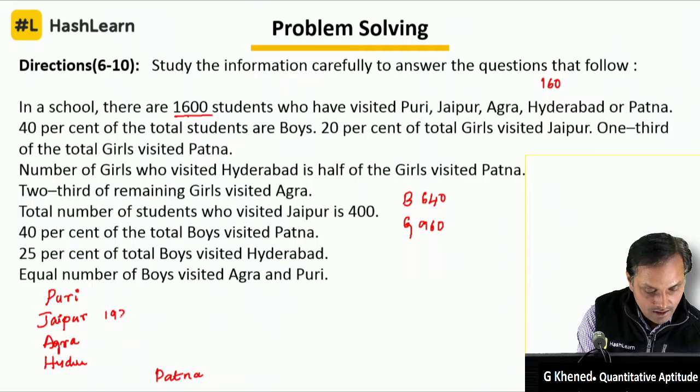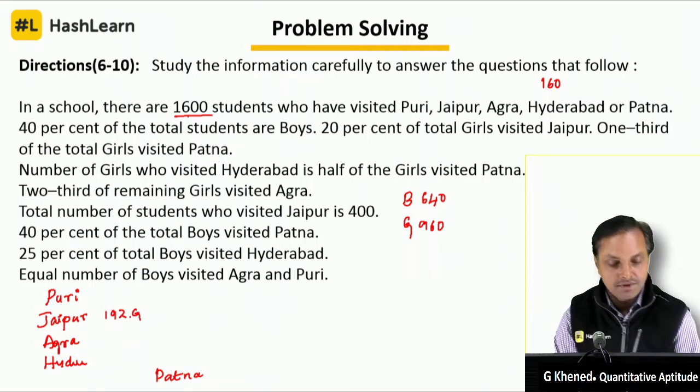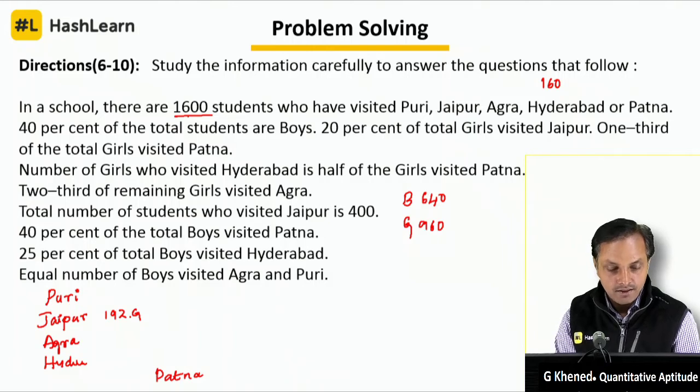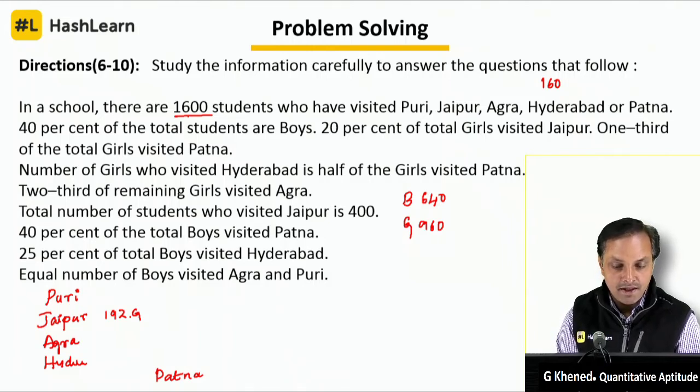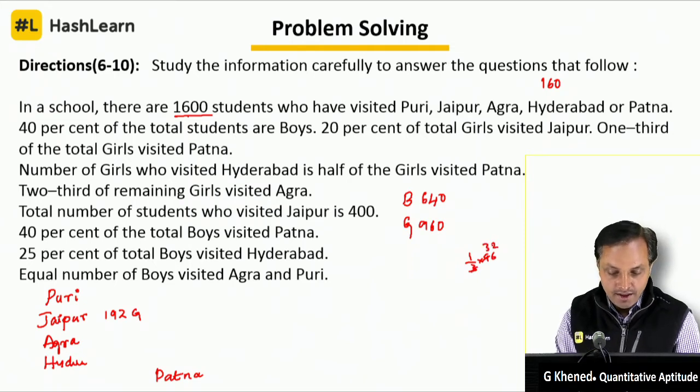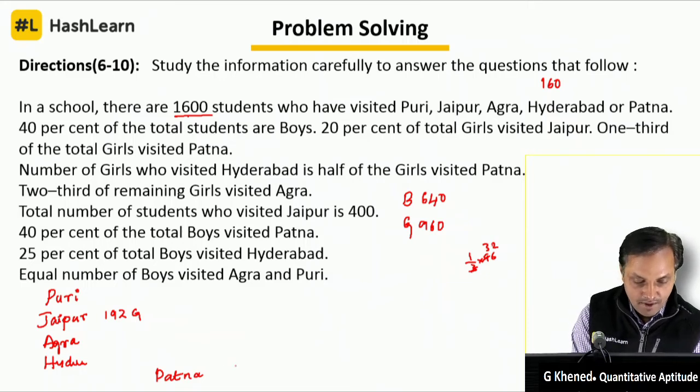Girls. I'll write G here so that you need not get confused. So 192 girls are visiting Jaipur. 1/3 of the total girls visited Patna. What is 1/3 of 96? 3 3s are, 3 2s are. So 320. So Patna, 320 girls.